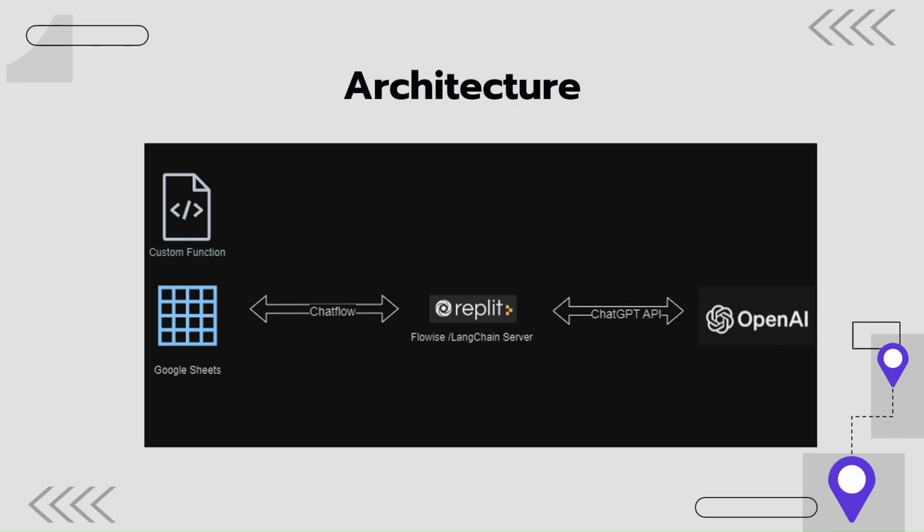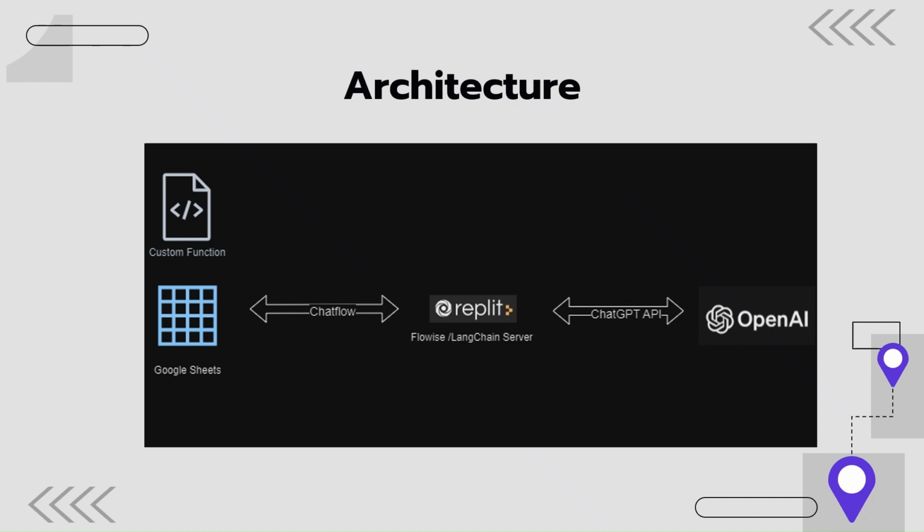Let's first look at the architecture of this application. Going from left to right, we're going to use Google Sheets as our source of data. We're going to take a custom function template and connect that to Chatflow that is built with Flowise Langchain, running on a Replit server with Chatflow persistence configured. When the Chatflow is called, it will call the OpenAI Large Language Model. We're going to build 3 Chatflows, one for sentiment analysis, one for a brief summary, and one to draft a reply to the review. So let's get started building.